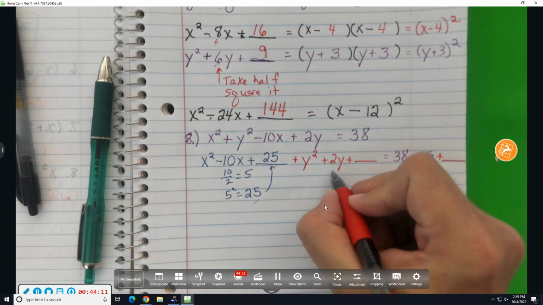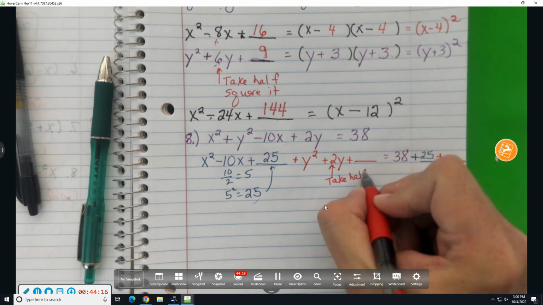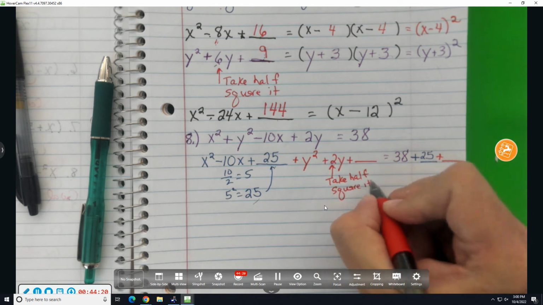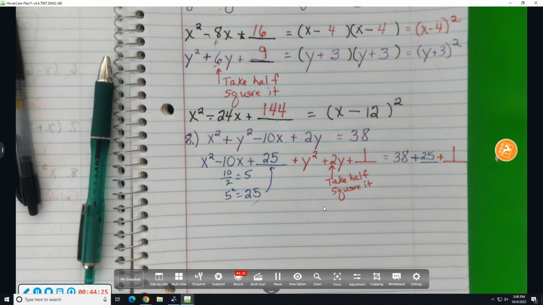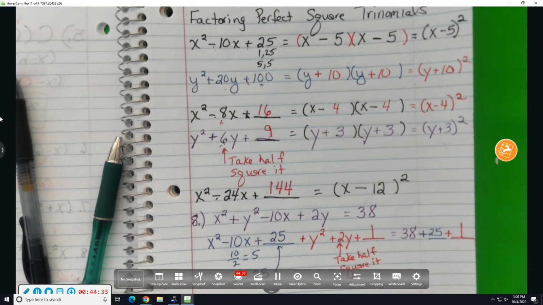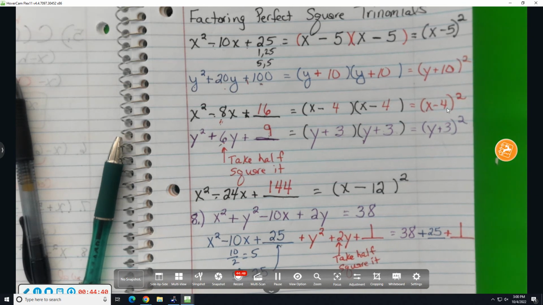Okay, so I'm going to write it out in words here. Take half. Half of 2 is 1. Square it. 1 squared is just 1. Now, what we just did was something called completing the square. And remember how you go from the trinomial to the binomial square. That's what you need. Center radius form has that binomial square.